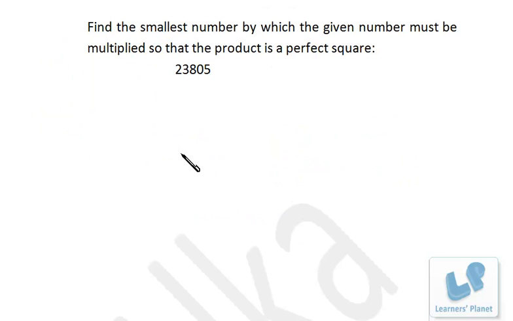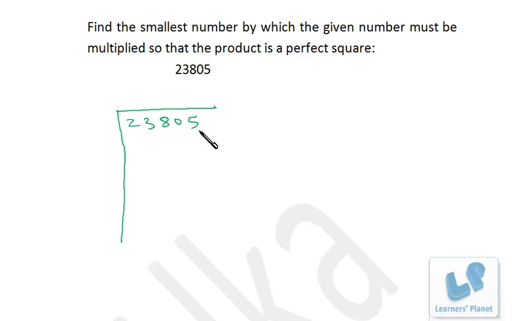Now, let's take this question. Find the smallest number by which the given number must be multiplied so that the product is a perfect square. Now friends, first of all, we have to check whether the given number is a perfect square or not. Then we'll see what happens. So 23805. First of all, we have to go for the prime factorization.